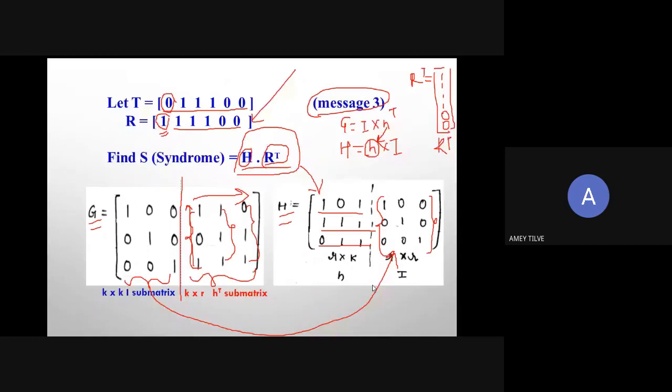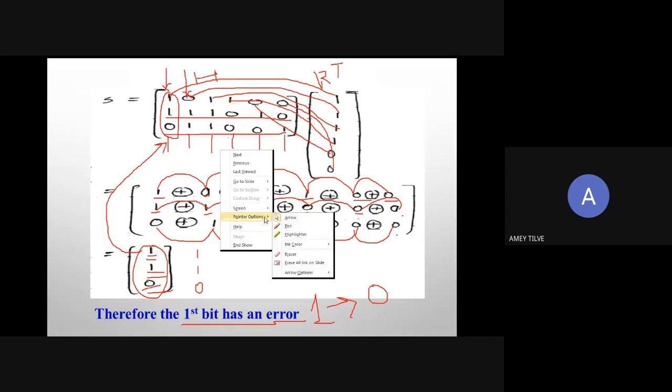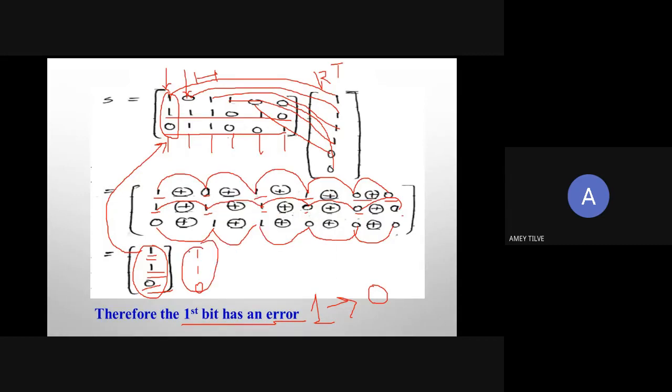So I have compared my answer with H and checked which row over there is similar to this 1, 1, 0. That is nothing but the first. That means the error is present in the first bit, so I can correct that error. My 1 is corrected to 0. This is how I have also got the answer of my third question. So my third question was basically, I'll finish it.